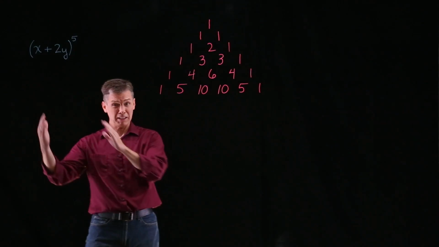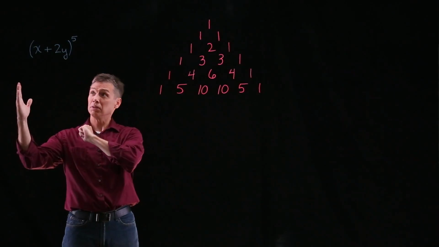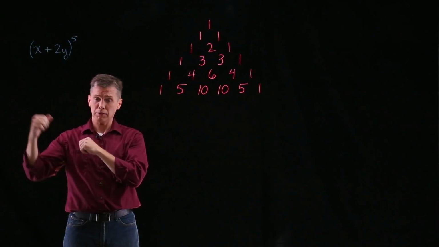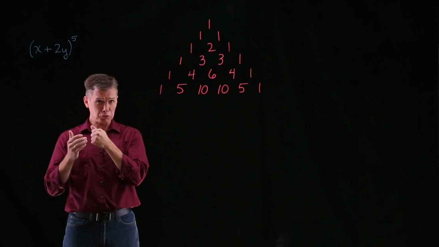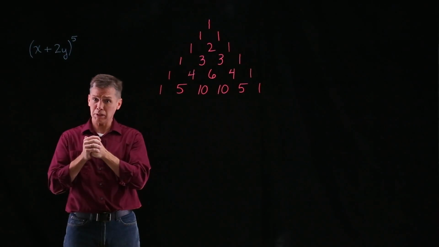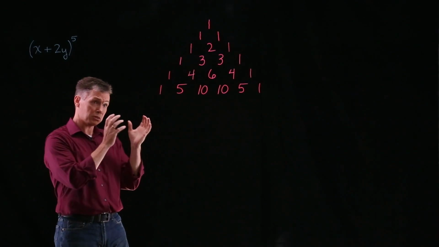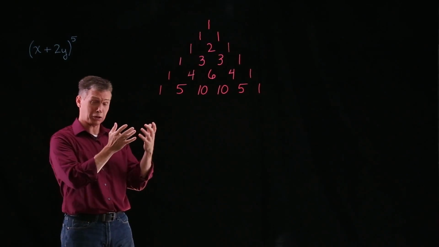Okay, in this problem, they give us another one of these binomials, in this case x plus 2y, raised to the fifth power. The directions tell us to use Pascal's triangle to determine the coefficients, and then to expand the binomial, okay? So you can see what I've already started with is Pascal's triangle.